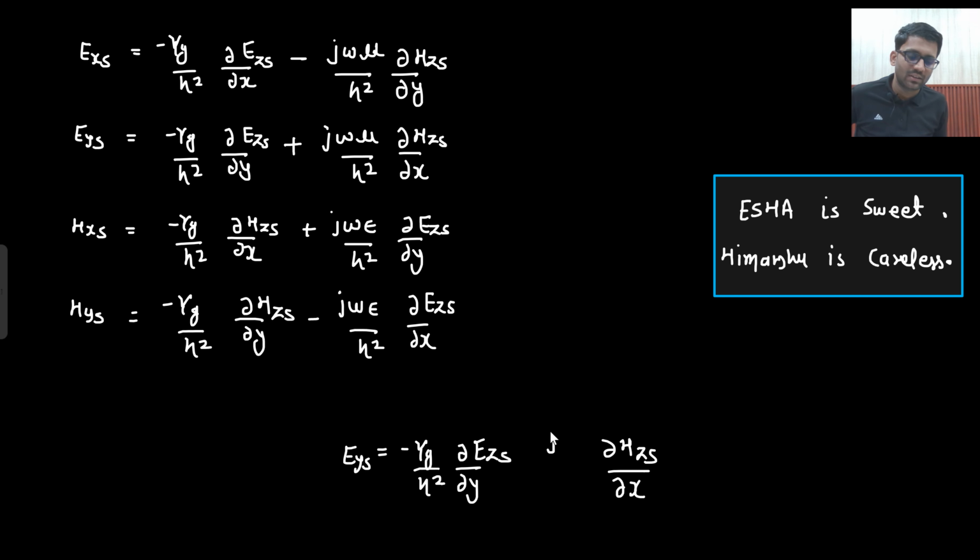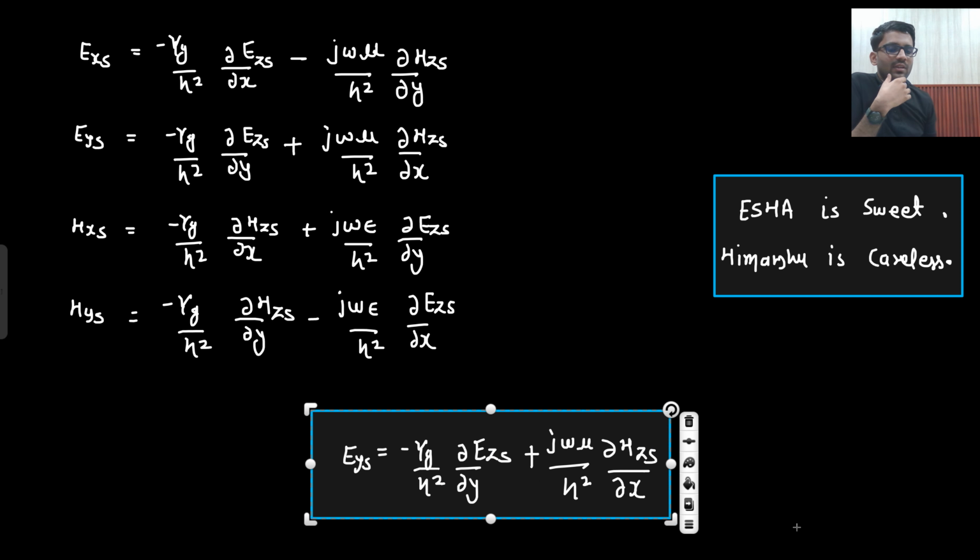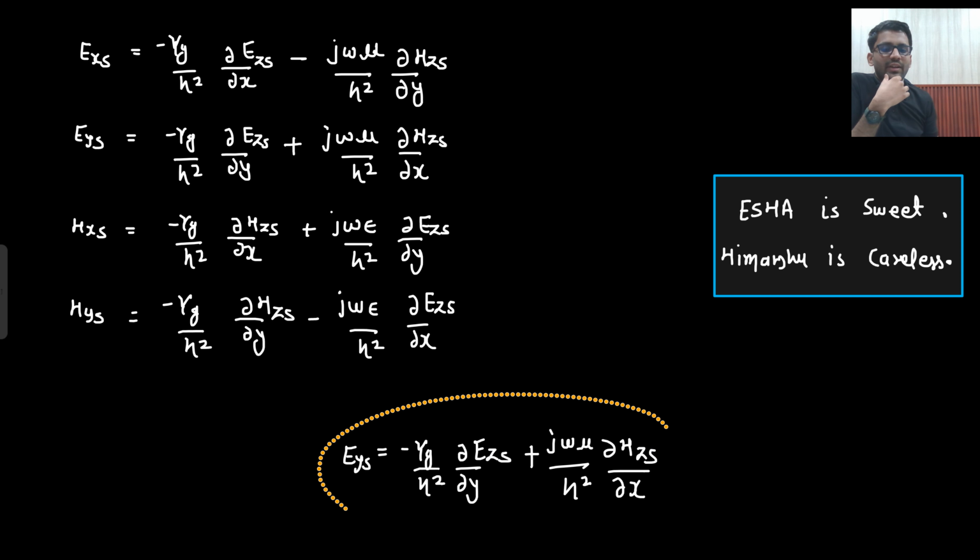If H is coming, j omega mu would come, divided by h square. So the Ex expression I remember. Isha is a sweet girl, so her x would be negative. So this would be positive. In the previous one, if you have negative, then here you have positive. If here you have positive, then here you have negative. That's it. So this is the way you have written it down. This is how you will be writing it down.